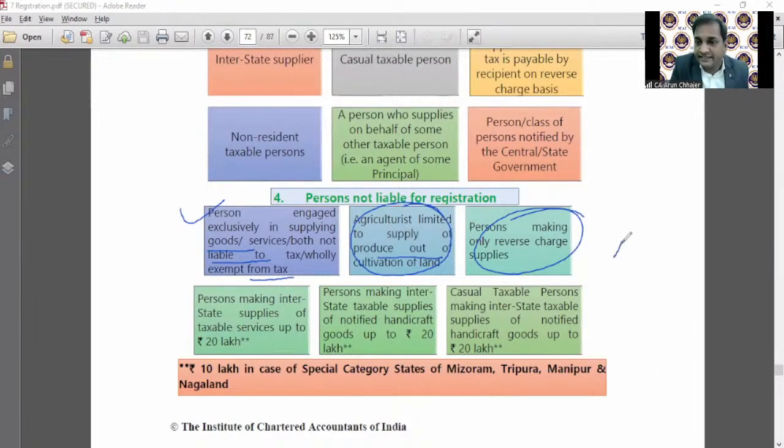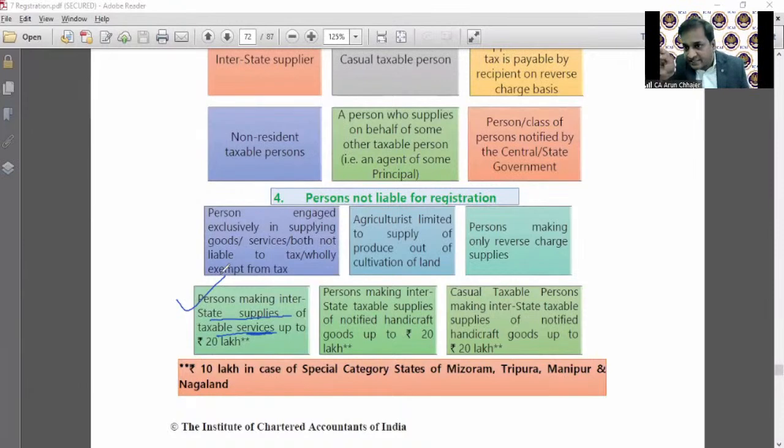Even though my turnover exceeds the threshold limit, say my total supply is 21 lakh, my supply is completely covered in reverse charge. I am not required to pay the tax. You will pay the tax because of the reverse charge. I am relaxed from registration. Next, a person making interstate supply of services up to 20 lakh. We have discussed that if I am providing interstate supply of goods, registration is compulsory, section 24. But if I am providing service from one state to another, I am not required to take registration till 20 or 10 lakh.